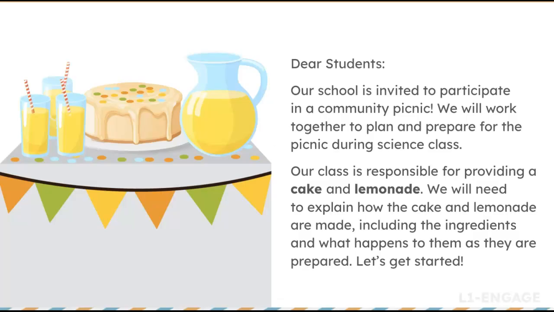You'll begin the unit and the Lesson 1 Engage by introducing the anchoring phenomenon. You'll read the Science Community Picnic Letter, where the class is responsible for providing cake and lemonade for a community picnic. You'll need to explain how these foods are made and what happens to the ingredients as they're prepared.